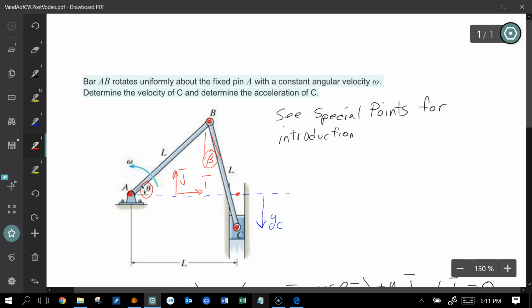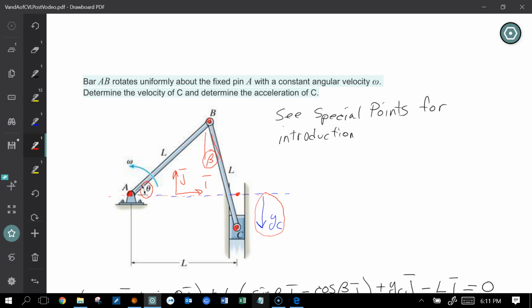Why did I choose that one? Because what I'm trying to do is make the geometry easy. I'm going to draw this dotted line across from point A, and there's a little spot right there, and it's fixed. I'm going to define this distance, YC, that goes from that fixed point down to point C. So that is the position of C.